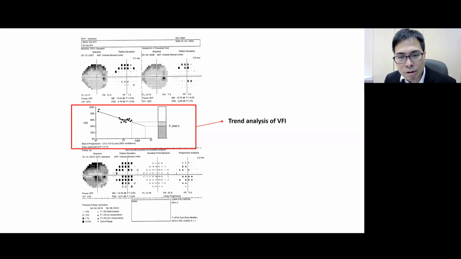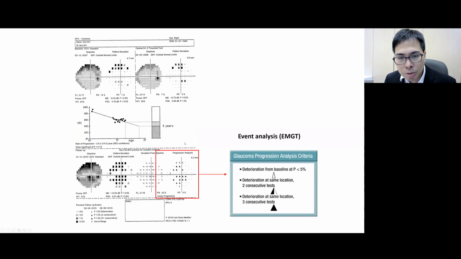So this is progression. In the GPA, we also have event analysis. It is based on the EMGT criteria, which is the Early Manifest Glaucoma Trial, a trial that was done many, many years ago. And based on this trial criteria, we compare the follow-up to the baseline assessment, point by point comparison.